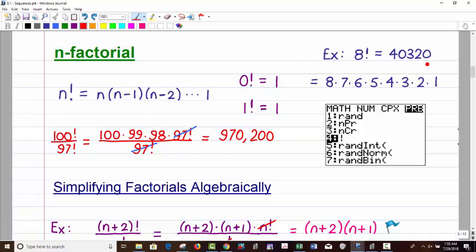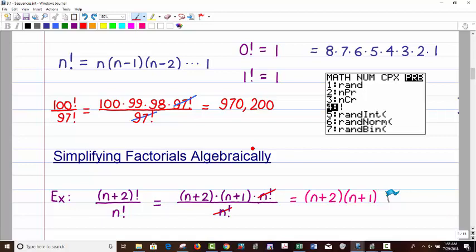That just seems really large, I know. But now here's an idea. Sometimes calculators can only handle so much with large numbers for factorials, and we're going to need this for our algebraic methods here in a minute. But just to show you how this works.